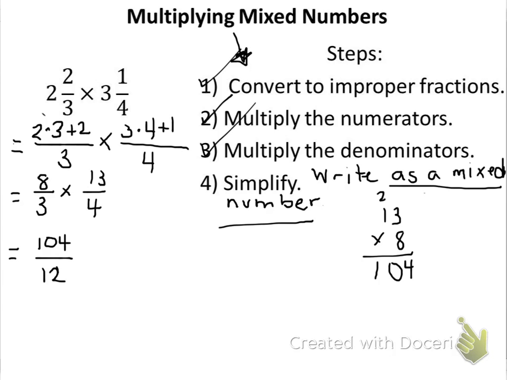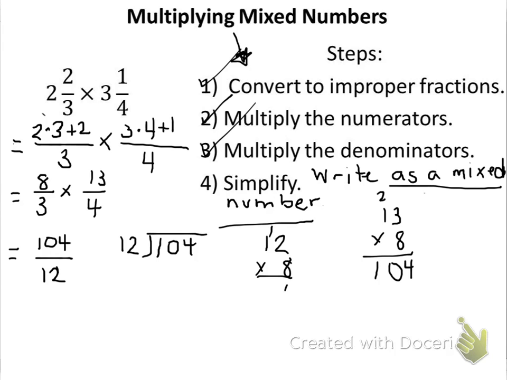Step 4, we need to simplify and write it as a mixed number. Alright, I'm going to start by writing this as a mixed number. So I take 104 and divide it by 12. Well, I know 12 can't go into 10, so I have to think about 104. About how many times do I think 12 goes into 104? I know 10 goes into 110 times, and 12 is a little bit bigger than 10, so maybe about 8 times.